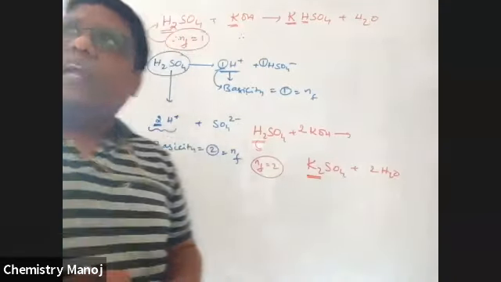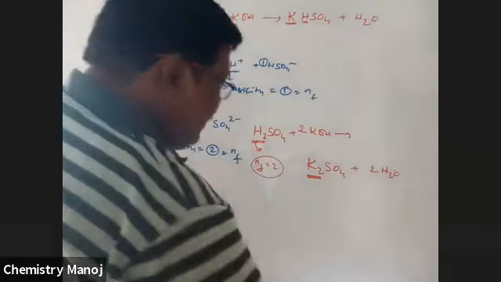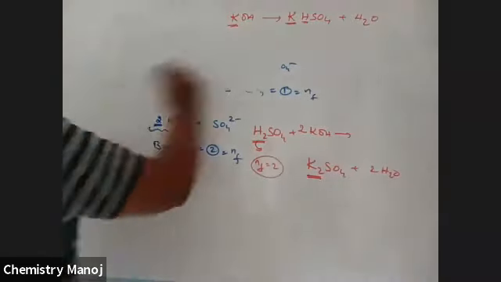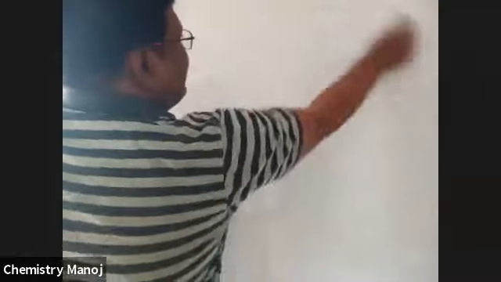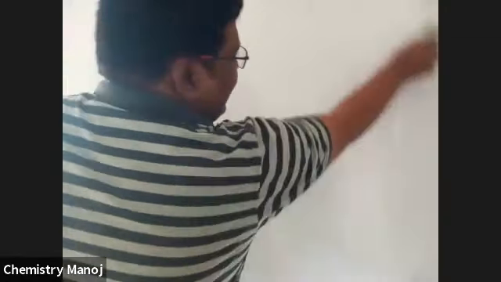Okay, so see here some examples for this N factor. That is useful to calculate equivalent weight, because equivalent weight is equal to molecular mass by N factor. Equivalent weight is equal to molecular mass by N factor. So now I'm trying to calculate equivalent masses of different acids.